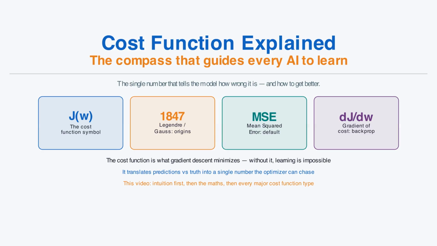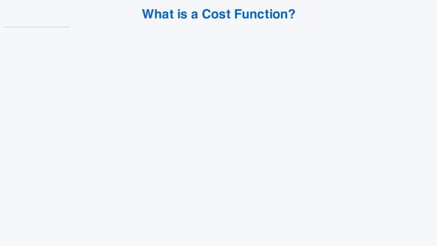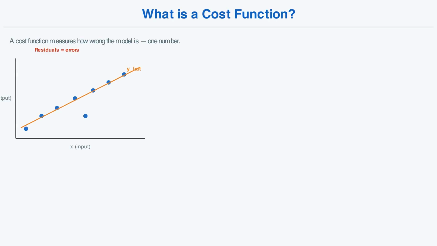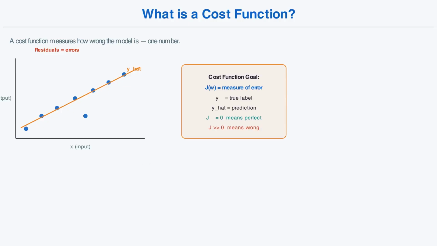0 means perfect. This video is part of the Maths Behind AI series from Neural Monk. We are going to build up the complete picture, from the intuition of what a cost function is, through MSE, cross-entropy, MAE, Huber loss, all the way to how you use these in a real PyTorch training loop. Let us begin. Before we get into any specific formulas, let us build the intuition from scratch.